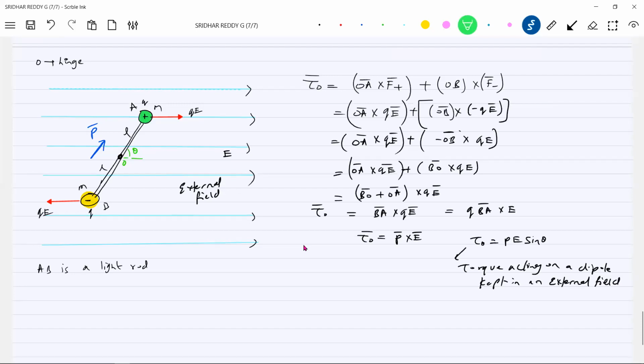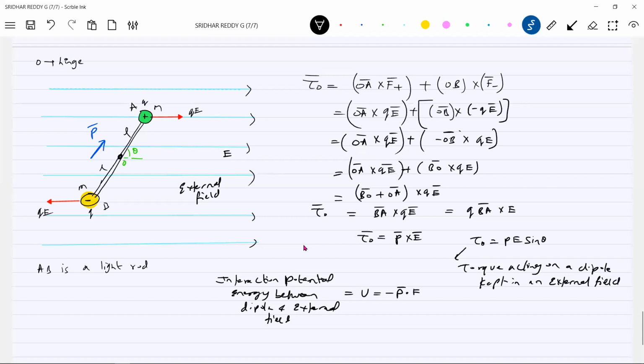Got the idea, no? Similarly, is there any interaction between the dipole and the electric field? There's interaction because you can see the forces are acting. Definitely, there is some energy associated. So what is the interaction potential energy between the dipole and the external field? It is given by U equal to minus P bar dot E bar, or if you expand it, minus PE cos theta.